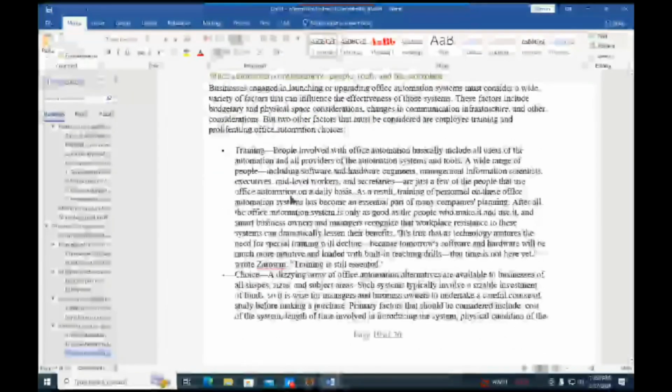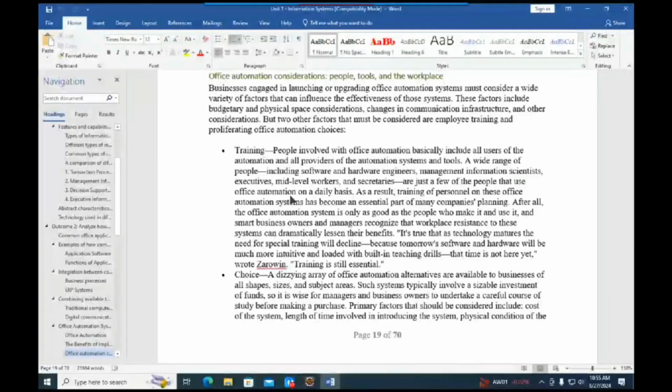So, training. When you are installing an information system, you must train all the people that are going to use that information system. Information systems involve different people. We have the software and hardware engineers, we have people managing the information systems, we have middle level workers, we have secretaries. There are just a few people that I have mentioned, but you have to train these personnel. You have to make sure that they are really trained, they are okay with the system, they are at home with the system.